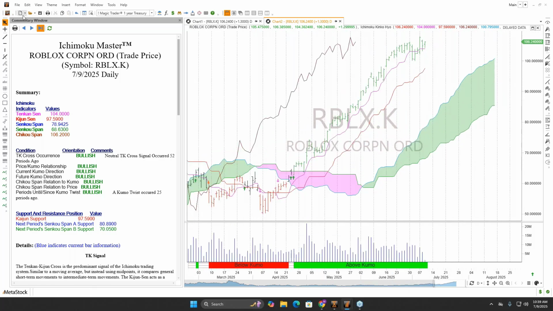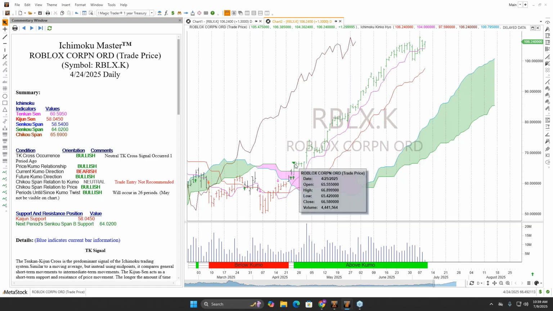But I can look at any of these days that I want to. And if I move it back to this particular signal, I can see what the bullish bearishness relationship looked like. In this case, we had a bullish TK cross, we had a bullish price Kumo relationship. The current Kumo direction is bearish. Again, that's pointed down. But in the future, it's pointing up. As far as we can see, the future direction is bullish. The Chikou span relationship to the Kumo is neutral. I'm going to talk about Chikou span in a second, but it breaks all this down for us.